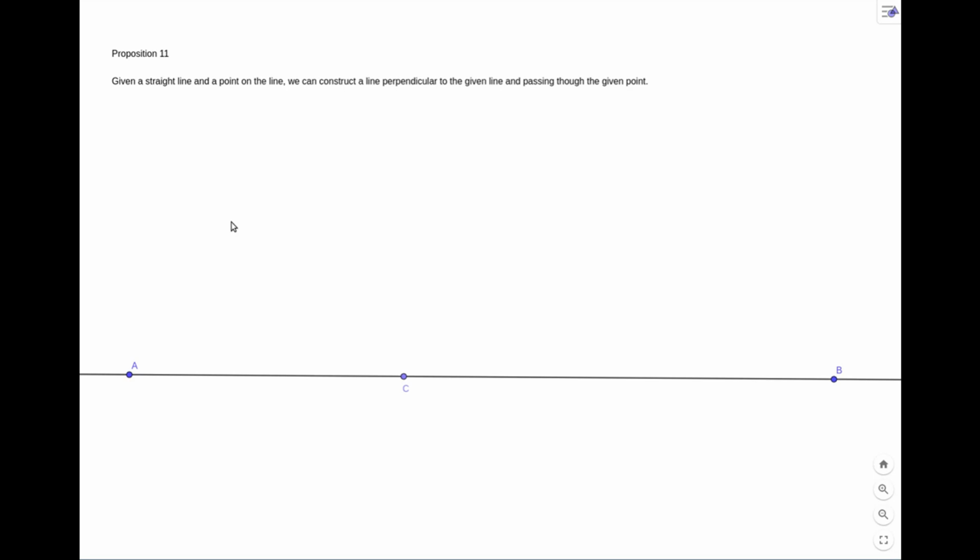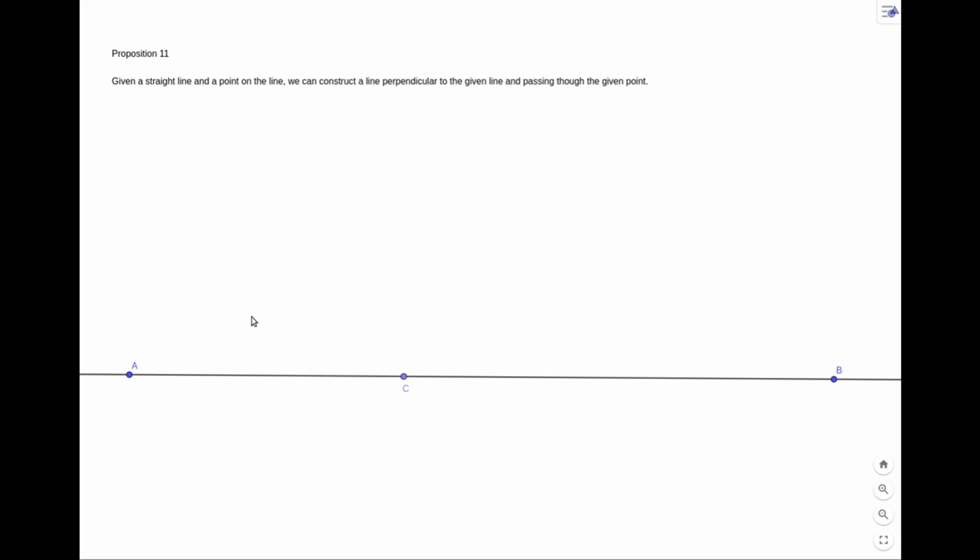What we're given in this proposition is a straight line and a point on the line. What we're asked to do is to construct a line perpendicular to our given line that passes through our given point. So let's take a look and see what the proof of this proposition would look like.